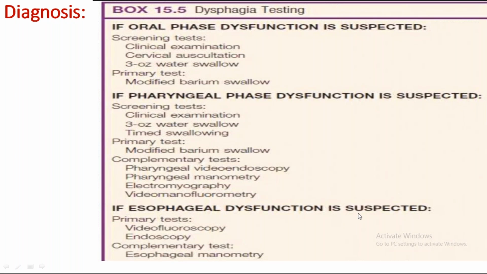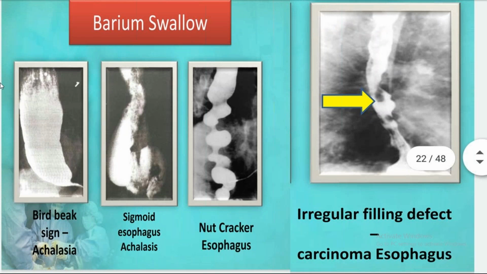If esophageal dysfunction is suspected, video fluoroscopy and endoscopy are the primary tests, and the complementary test is esophageal manometry. These are the different tests for diagnosing dysphagia. This is the barium swallow image for different pathologies. This is the bird beak sign for achalasia.